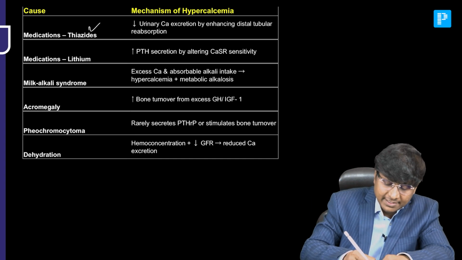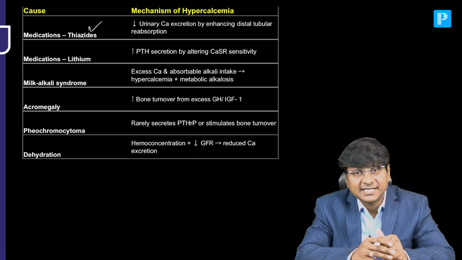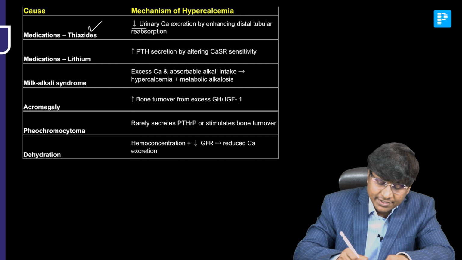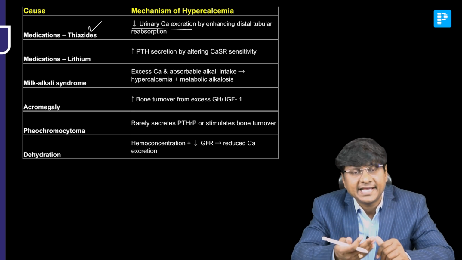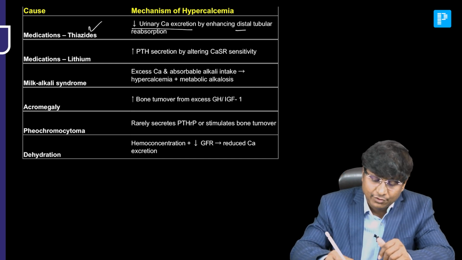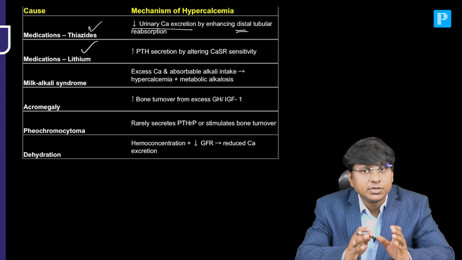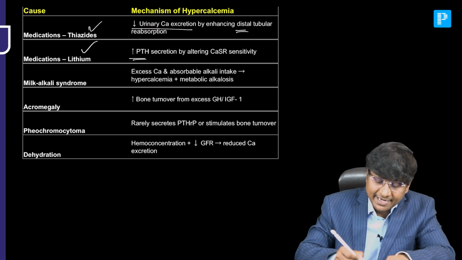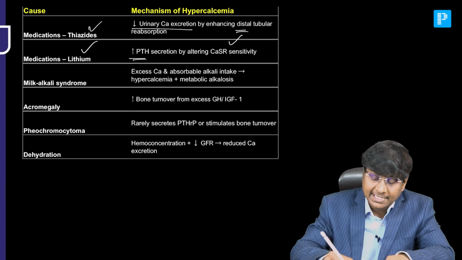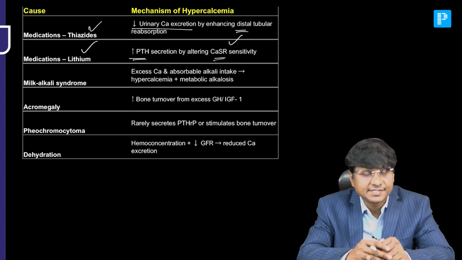Not only this, we have some medications which will cause hypercalcemia. For example, thiazides. What do thiazides do? They decrease the urinary calcium excretion by enhancing the calcium absorption at the level of the distal tubules, causing hypercalcemia. Then we have lithium. Lithium increases the parathyroid hormone secretion by altering the calcium sensing receptor sensitivity.